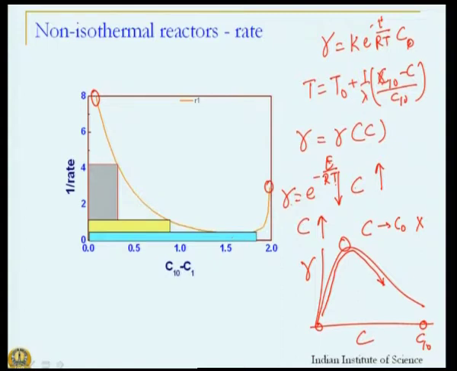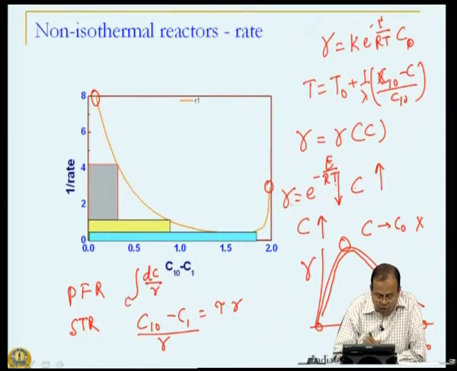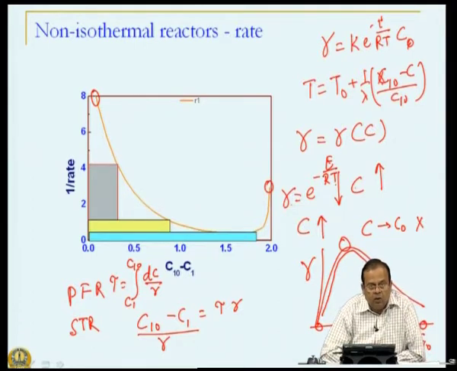Now, if you recall, we talked about design equations for plug flow reactor and stirred tank reactor. The design equations are still the same, because we have now written what is for stirred tank reactor. C10 minus C1 is tau into R, or residence time is C10 minus C1 by R, and for plug flow reactor it is integral dC by R from C1 to C10, which is my residence time.